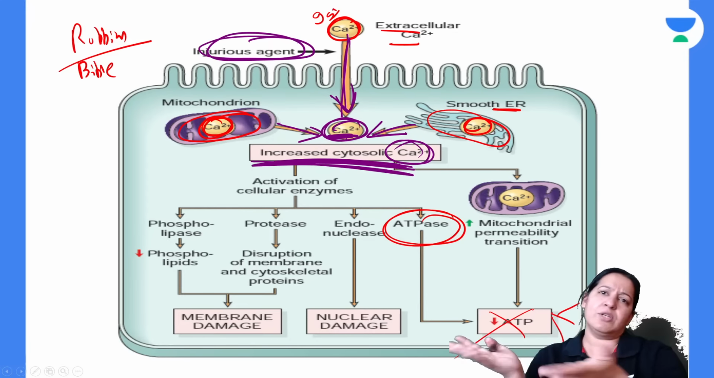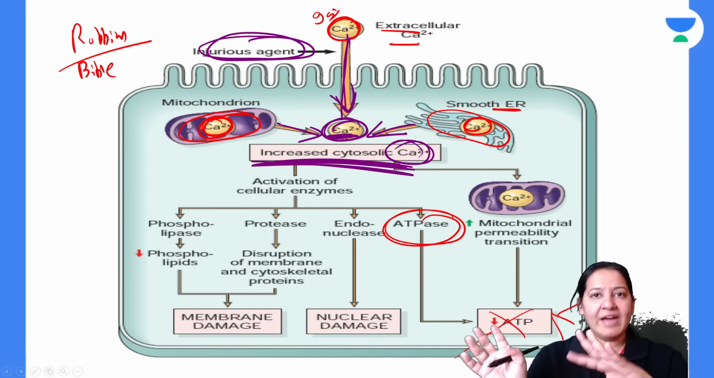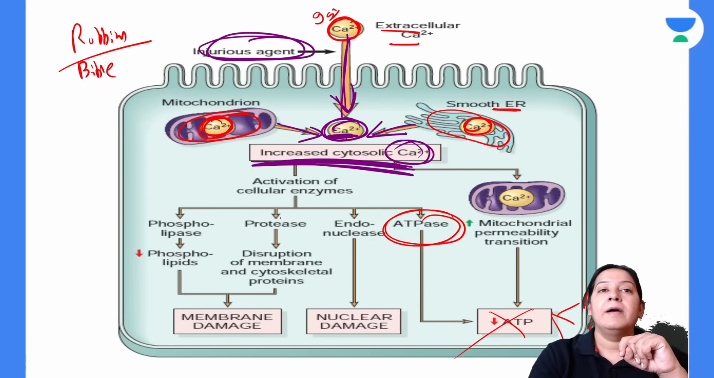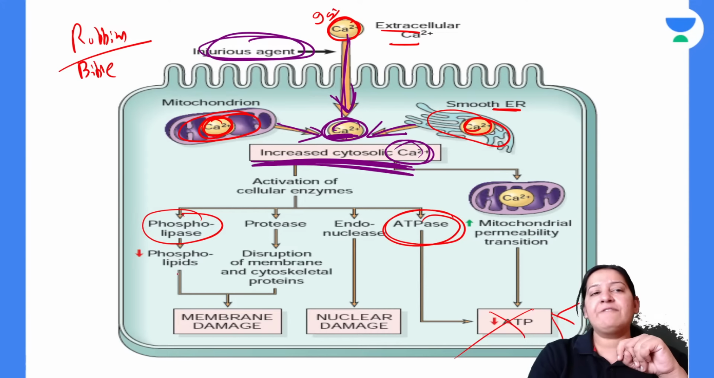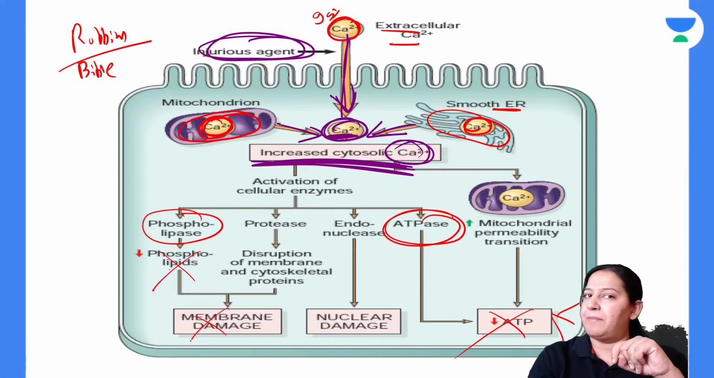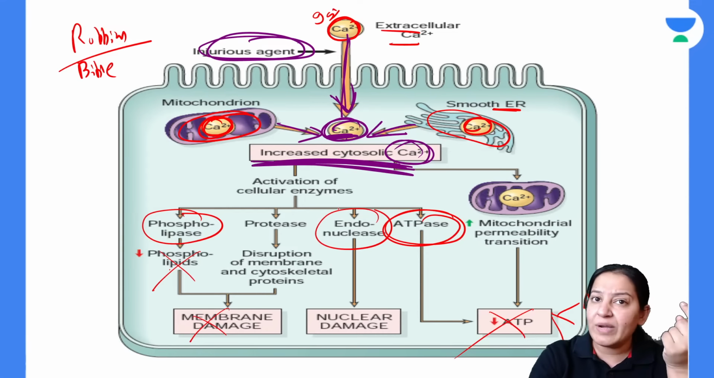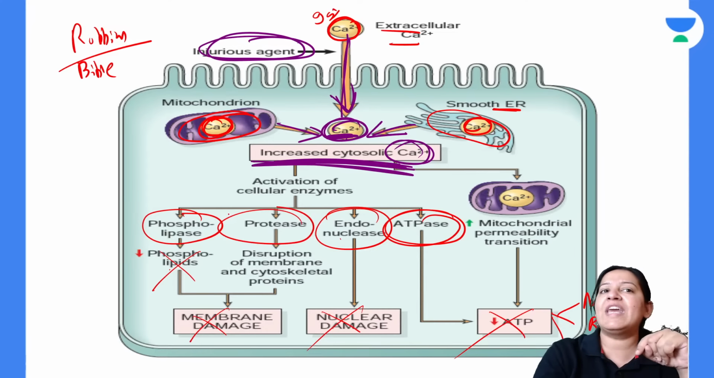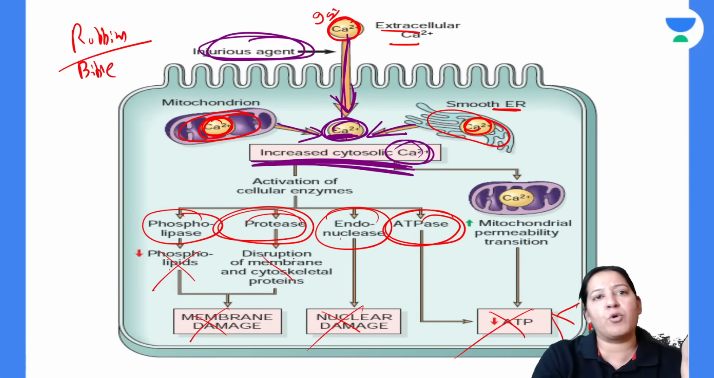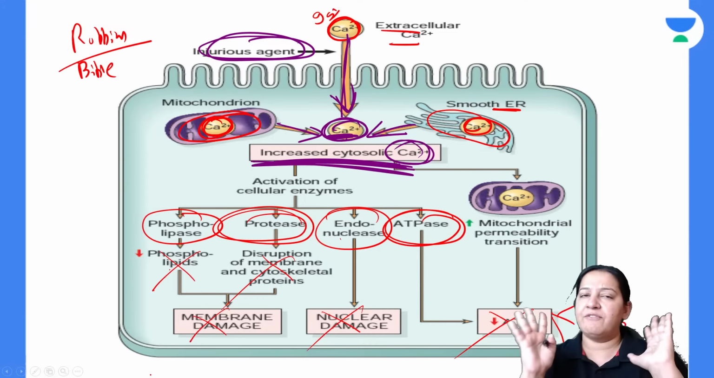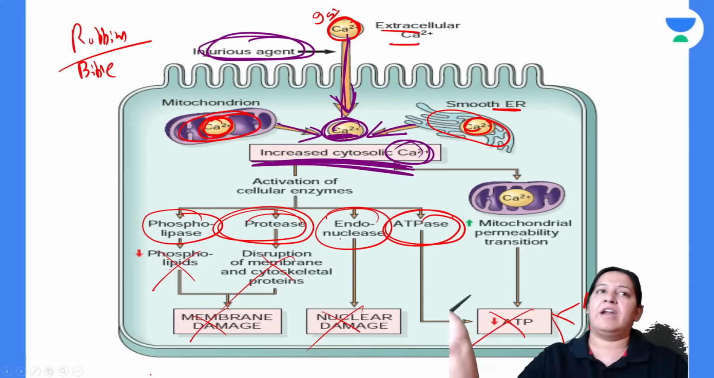So you know the 3 consequences of ATP depletion that will happen, right? Number 1. Number 2, phospholipase, it will cause degradation of the phospholipid, so the cell membrane is lost. Number 3, endonuclease or DNase, that will cause degradation of the nucleus. And number 4, protease, that will cause degradation of various proteins. So the 4 enzymes will cause complete degradation of the cell.